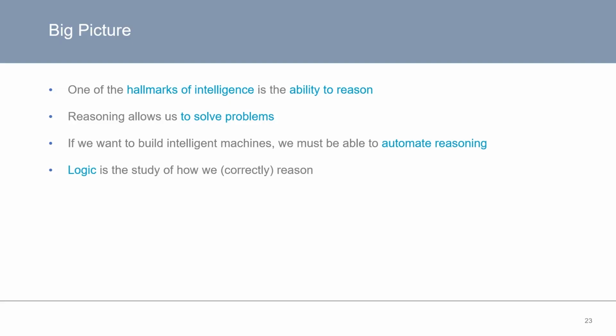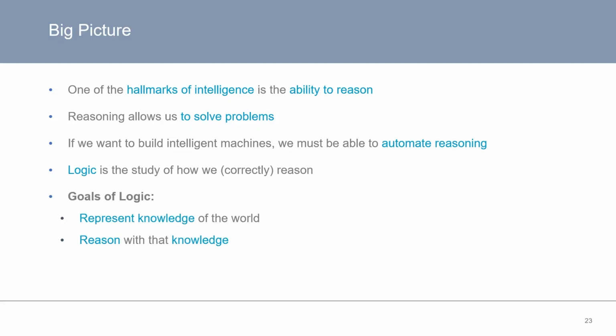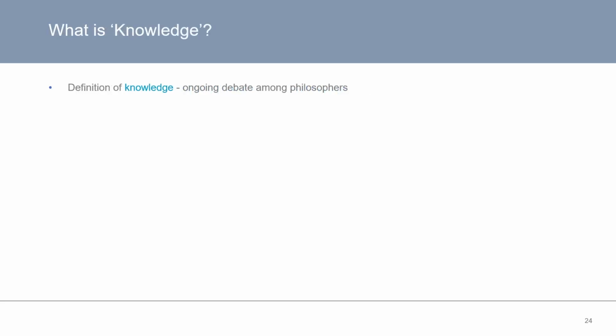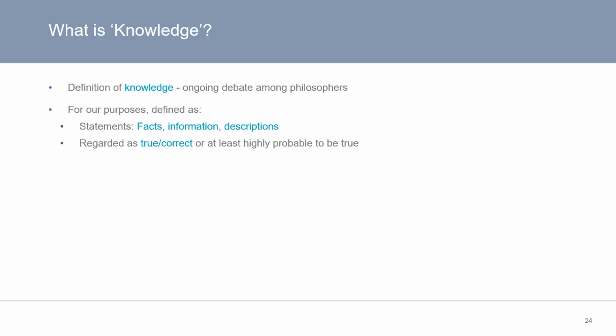Logic is the study of how we correctly reason. And two of the primary goals of logic are to represent knowledge of the world and to reason with that knowledge. But what is knowledge? The very definition of knowledge is an ongoing debate among philosophers. For our purposes, let's define knowledge as statements such as facts, information, or descriptions that are regarded as true or correct, or at least highly probable of being true.